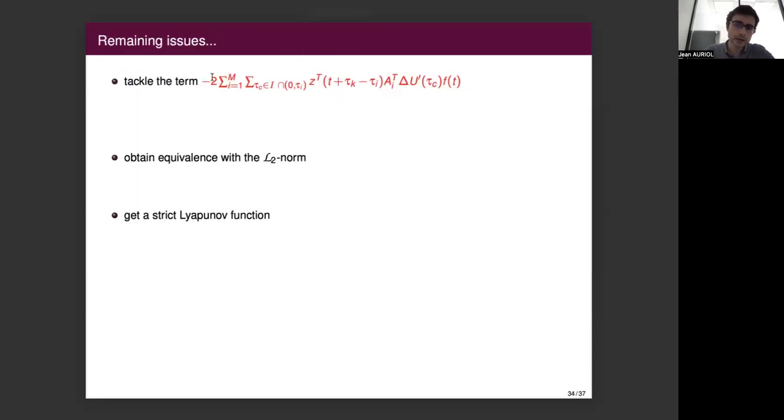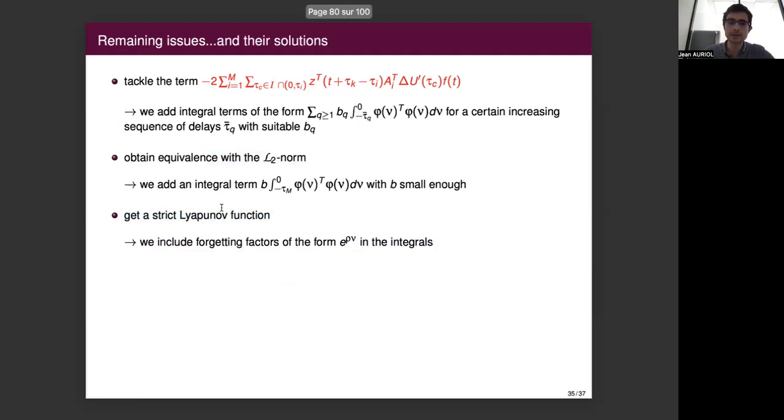So you need to tackle this term, the red one. You need to show the equivalence with the L2 norm, what we did with the V1 function, and you need to get a strict Lyapunov function because it's what is useful for the analysis. So to get with the red term, you can add some terms in your Lyapunov functional with this form where bk is a suitable sequence. You can show the existence of this term.